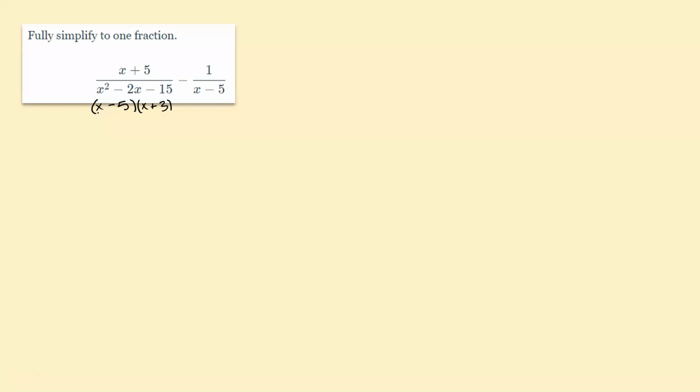So this fraction here already has an x minus 5, so does this one. So all we need to do is include an x plus 3 to this one. So we multiply the numerator and the denominator by x plus 3 to get the common denominator of x minus 5 times x plus 3, which is equivalent to x squared minus 2x minus 15. So this left fraction we don't need to multiply by anything. Go ahead and leave it like this. And again, we want to leave the denominator factored in case anything simplifies later.